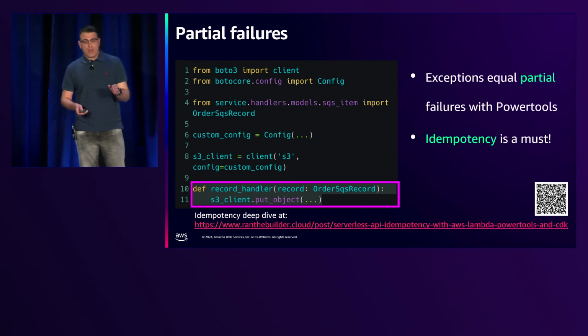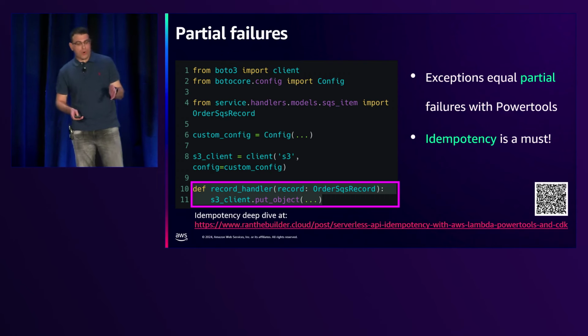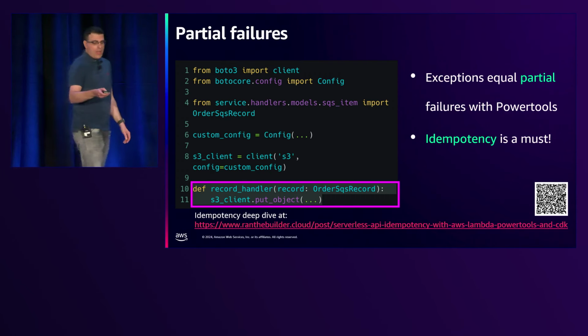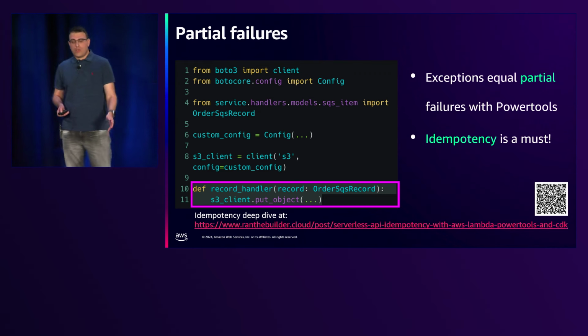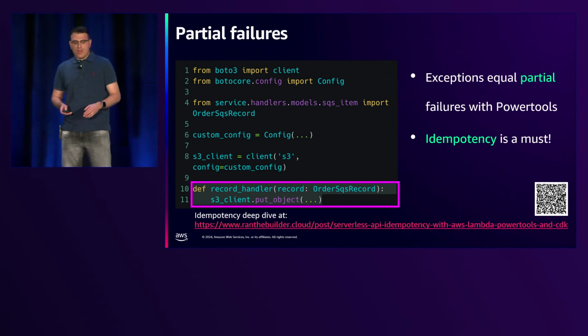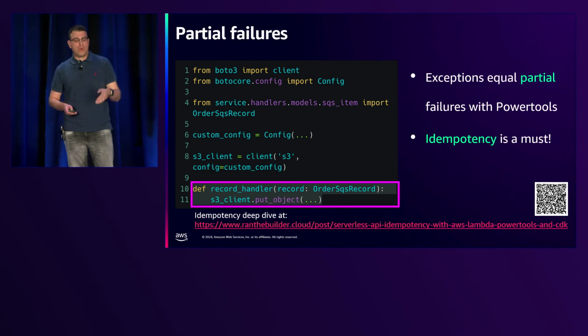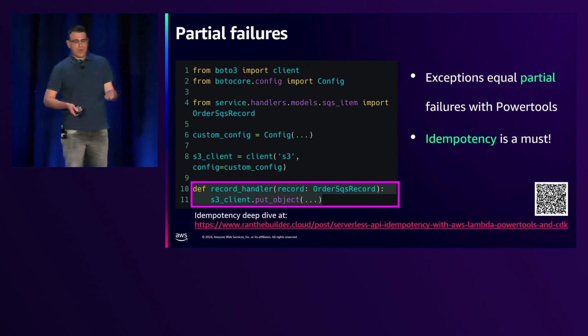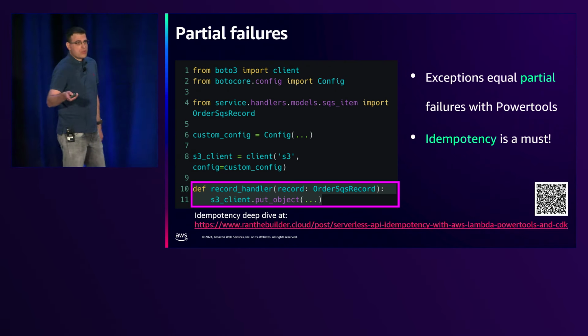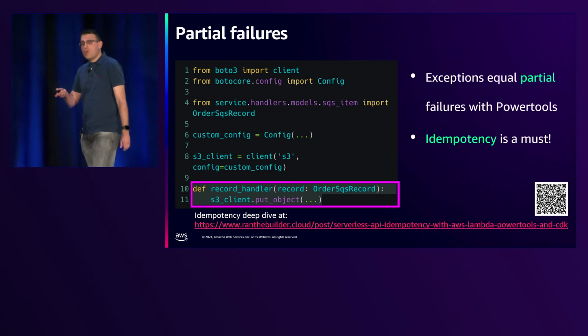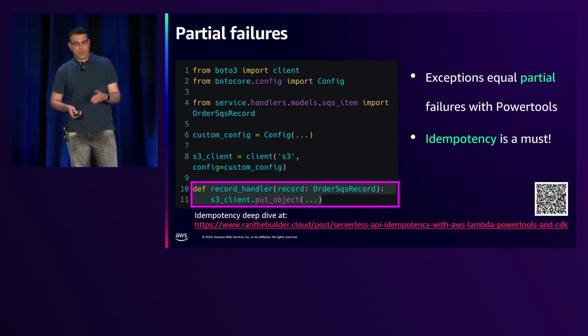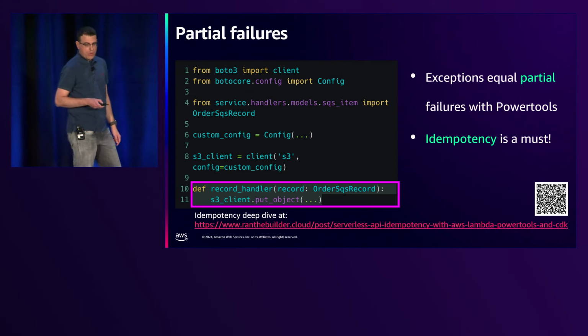Now, like I've mentioned, idempotency is also very important. Let's say that you have other side effects after line 11. Since this code might have multiple retries, you want to have idempotency. Powertools also has an idempotency feature built in that you can use. And if you want to learn more about how to use idempotency with Powertools and CDK, you should check out my blog post in the QR code below.